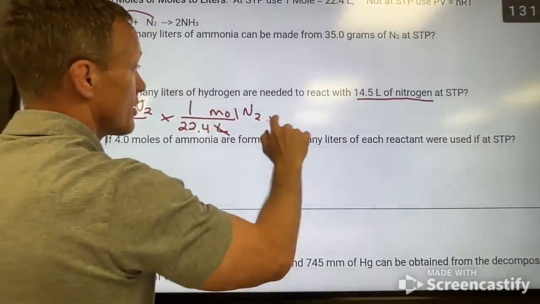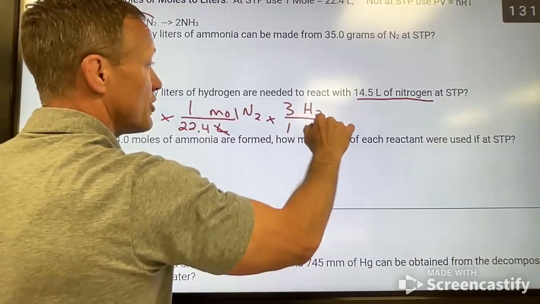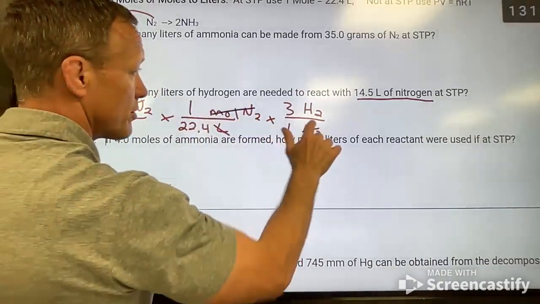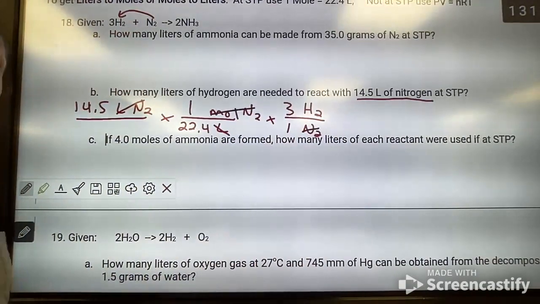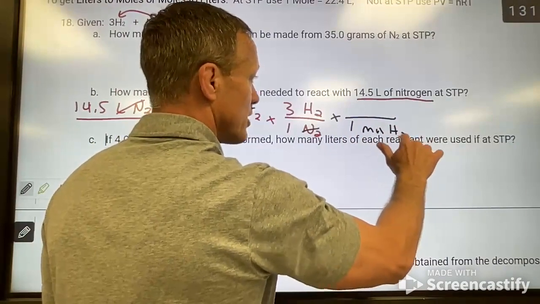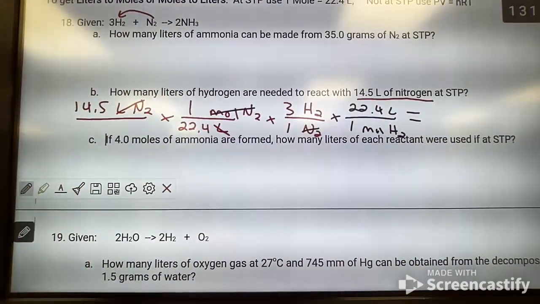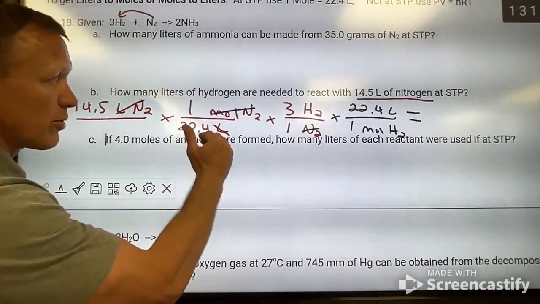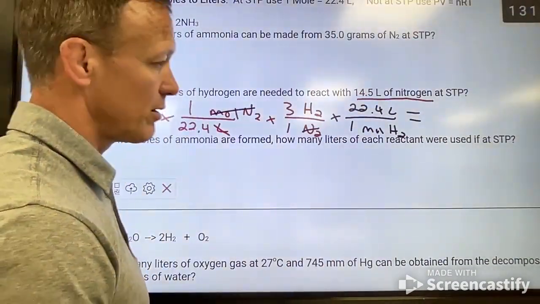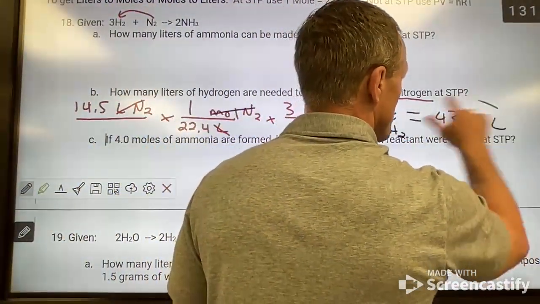Our ratio is 1:3. For every 1 mole of nitrogen, there's 3 moles of H2. Remember, that's a mole-to-mole ratio. I didn't write the word mole in there, but it's a mole-to-mole ratio. So those cancel. And then we can go from moles to liters. Well, a mole of hydrogen at STP is 22.4 liters. If you notice on this, we're dividing by 22.4 and we're multiplying by 22.4. Well, it's the same as those canceling out. So we're really just going to multiply 14.5 times 3, which is 43.5 liters.